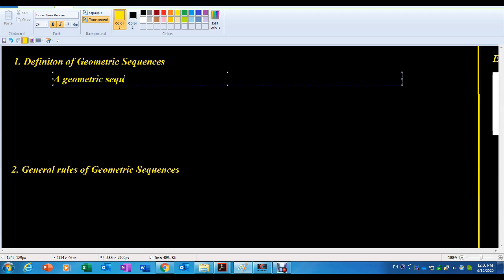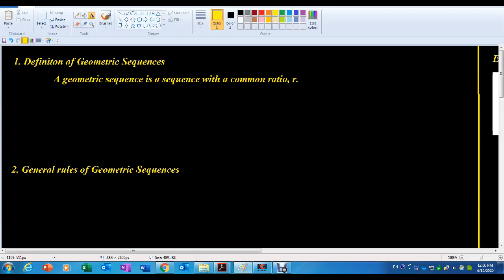A geometric sequence is a sequence with a common ratio. Normally we denote that common ratio as r. That's basically the definition. Let me give you some illustrations.